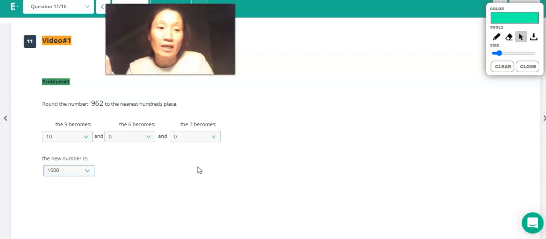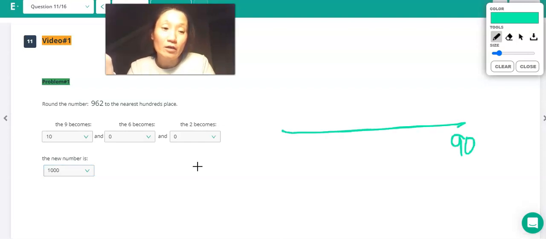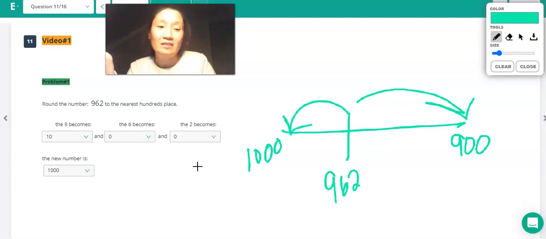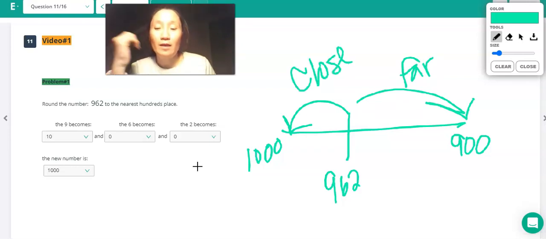Okay, because if you were looking at a number line, if you have 900 here, and then you had 1,000 right here, 962 would sit closer to that than it is to this. This is far, and this is close. Okay? So let's take a quick look.